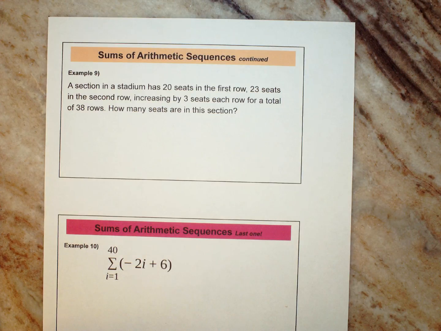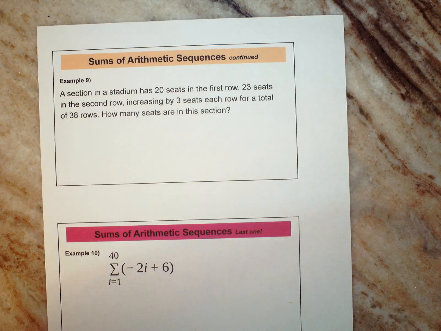All right, next one we got here is a little word problem. It says a section in a stadium has 20 seats in the first row, 23 seats in the second, increasing by 3 seats each row for a total of 38 rows. How many seats are in this section? So that's basically saying they want a sum of how many seats there are. So let's take a look.